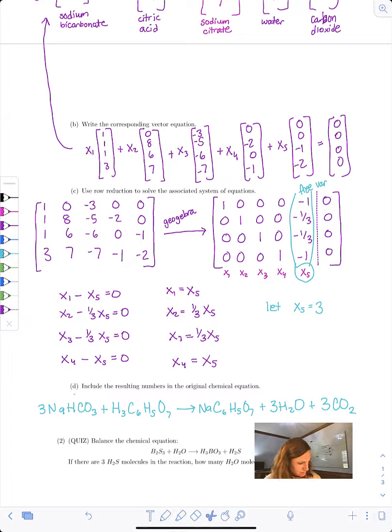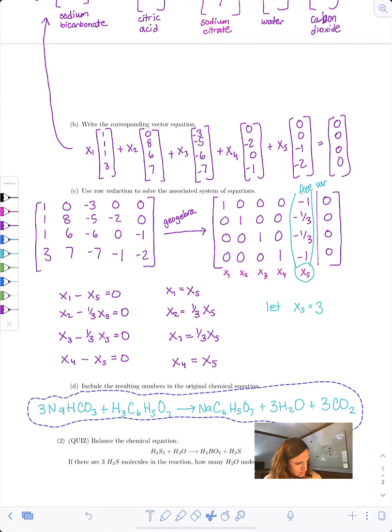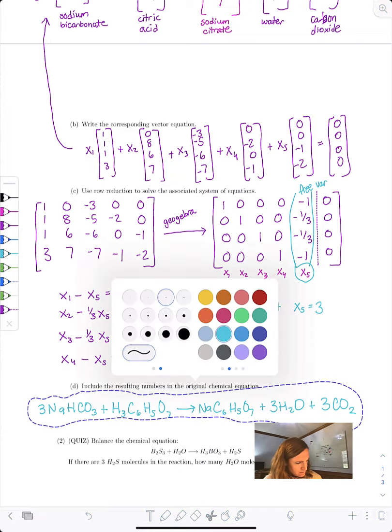I'm worried that you can't see that blue so well. Let me change its color. Let's make that. Okay.